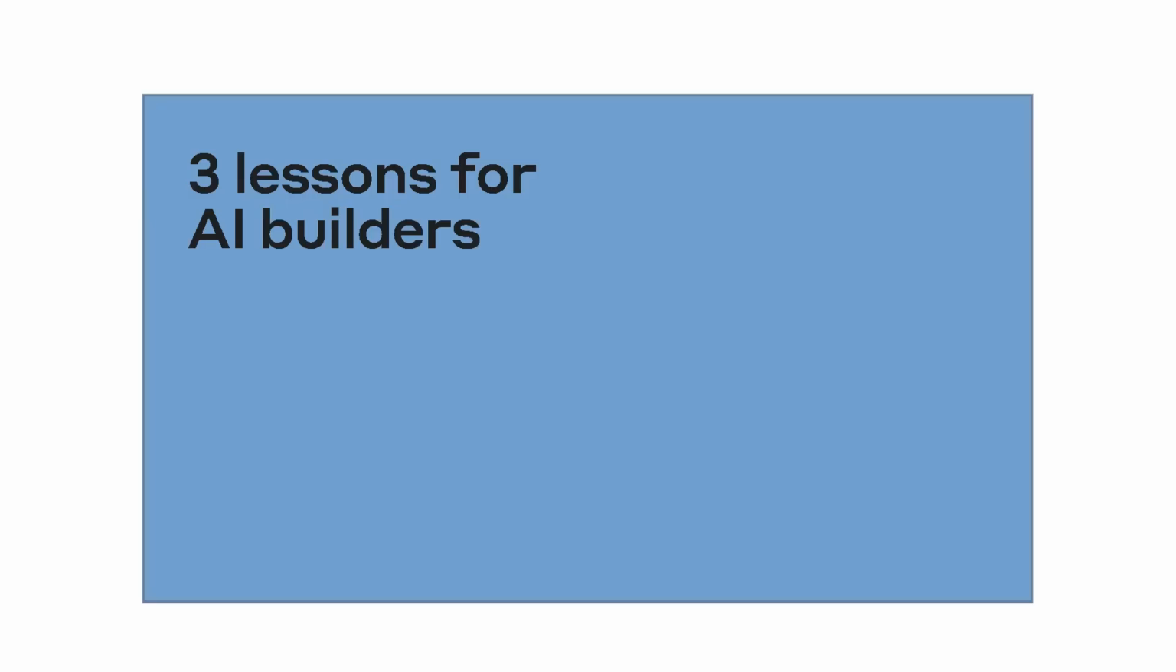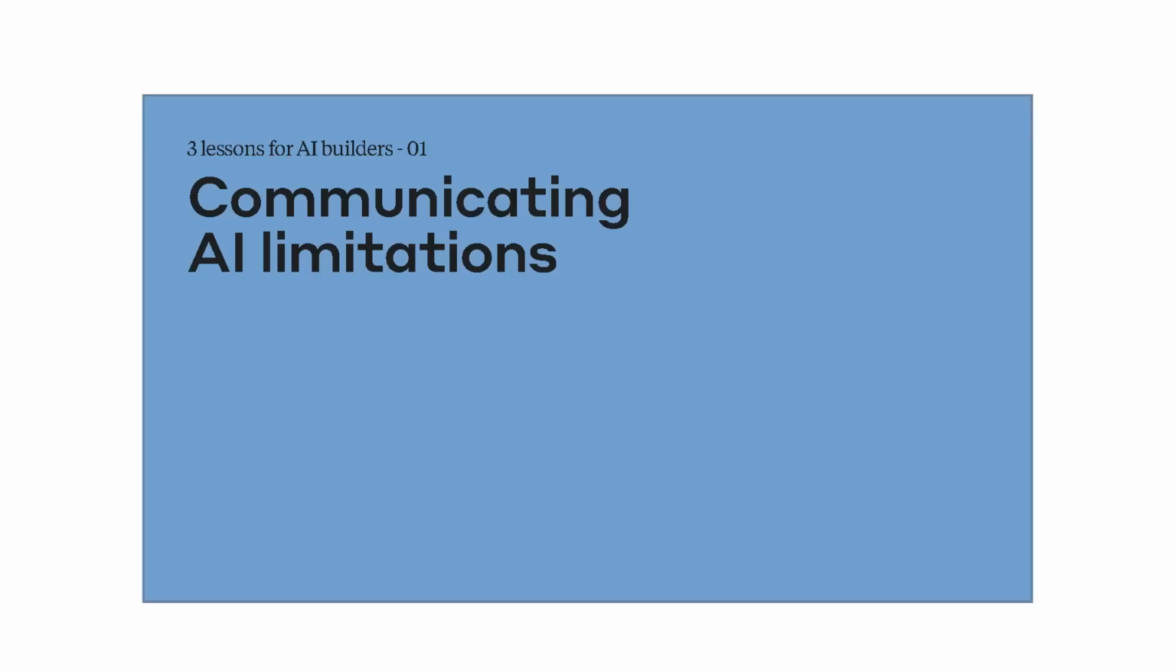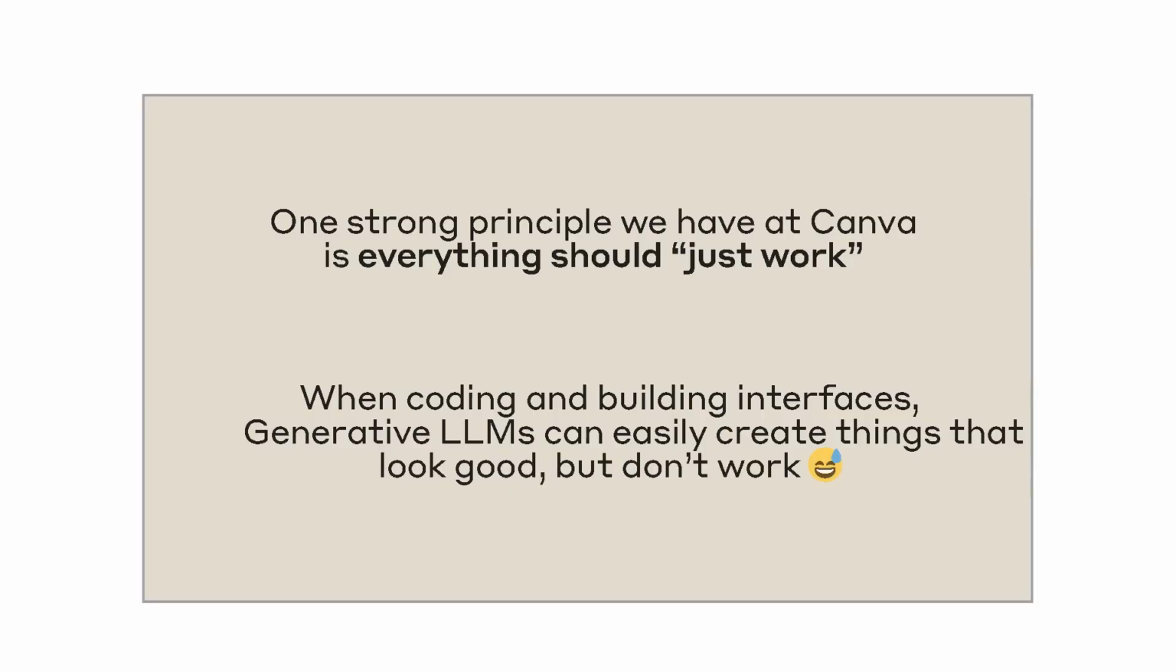And finally, three lessons we've learned. The first one, and this is a pretty interesting one to us, was just how important it is to communicate AI's limitations in all the different places where there are AI limitations. One of the product principles that we have at Canva is that everything should just work. It should just do what it says on the tin. And when coding and building interfaces with LLMs, LLMs can make very beautiful things, but they might not actually work.